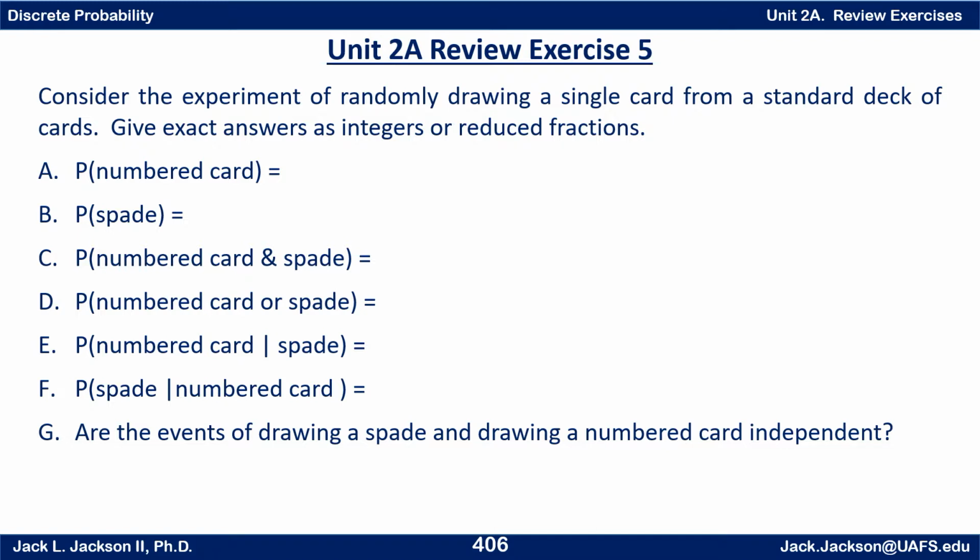A, the probability that you draw a numbered card. B, the probability that you draw a spade. C, the probability it's both a numbered card and a spade. D, the probability that it's a numbered card or a spade. E, the probability it's a numbered card given it's a spade. F, the probability that it's a spade given that it's a numbered card.